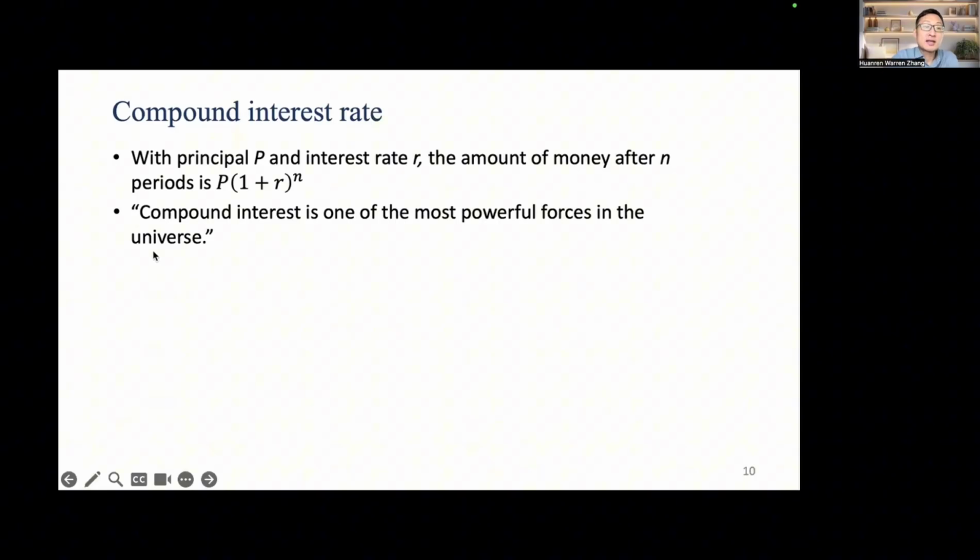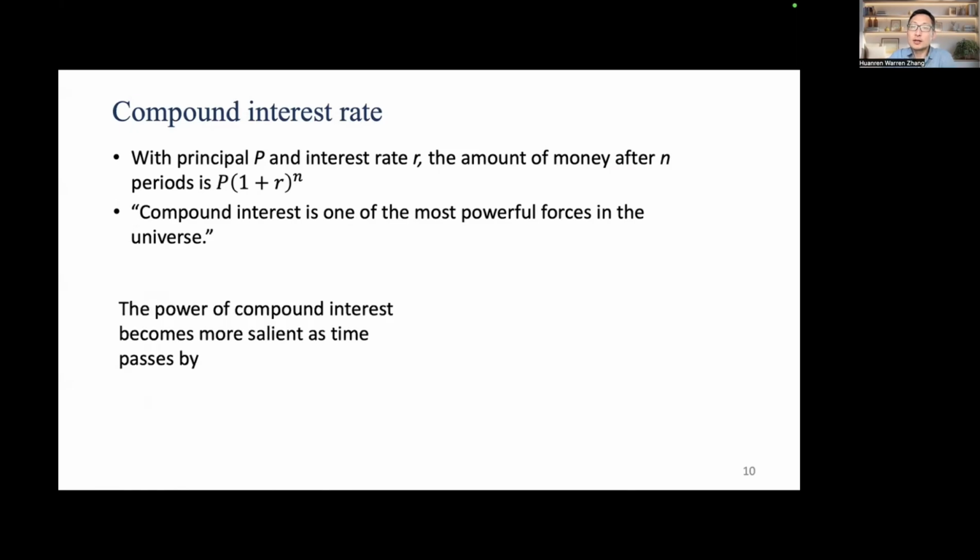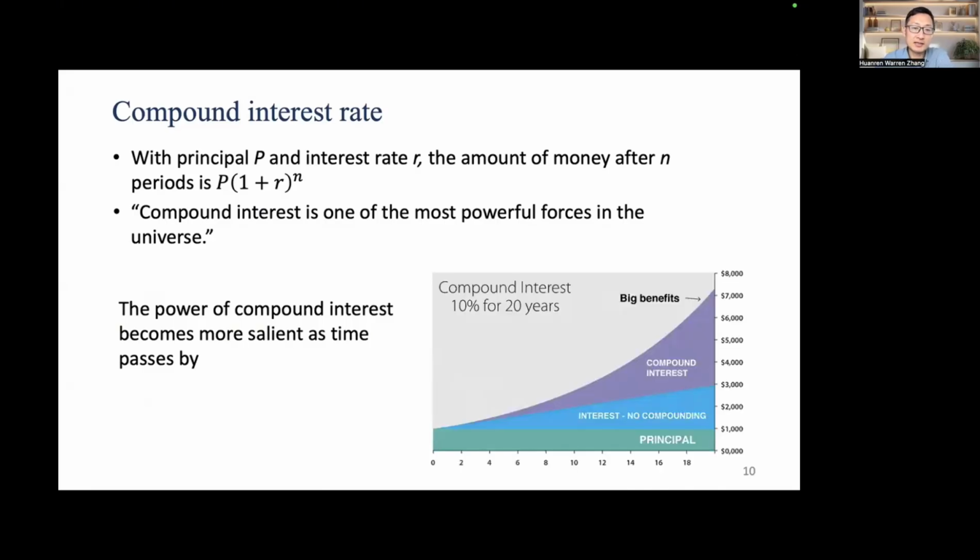So there's a saying that compound interest is one of the most powerful forces in the universe. This quote has been claimed to be said by Albert Einstein, right? But if you check, Albert Einstein never said these things, but it does contain some wisdom in it, right? So it's a powerful force. The following figure demonstrates the power of compound interest. Right? The power of compound interest becomes more salient as time passes by.